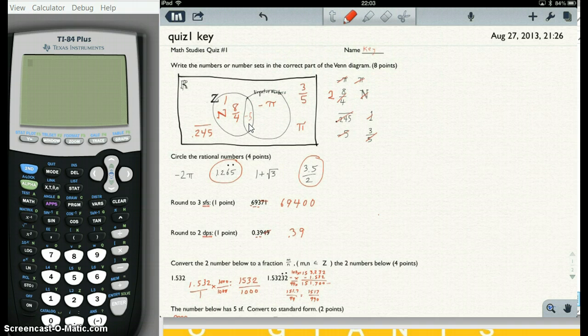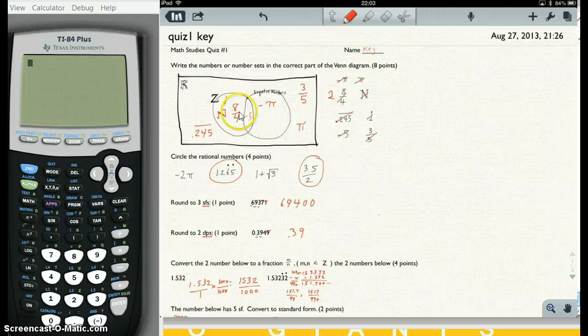So let's see if there is any number that is both an integer and negative. That would be like -5, right? -5 is both an integer, because it's a whole number and integers include negatives, and it's also a negative number, so -5 would go in the middle. Negative pi, although it is not an integer, is a negative number, so we can put it in the negative number set.